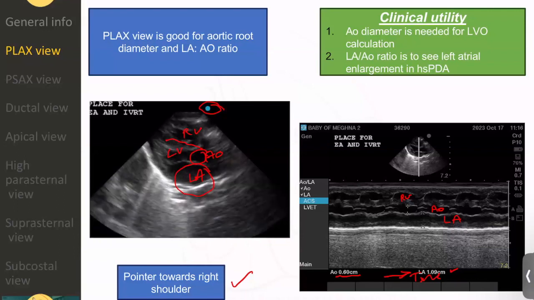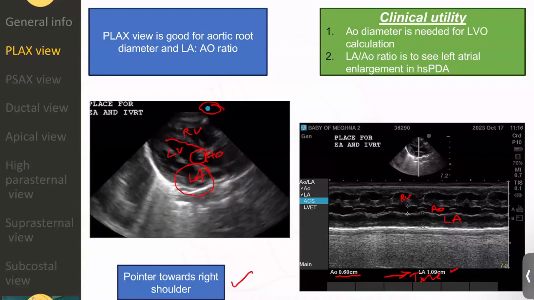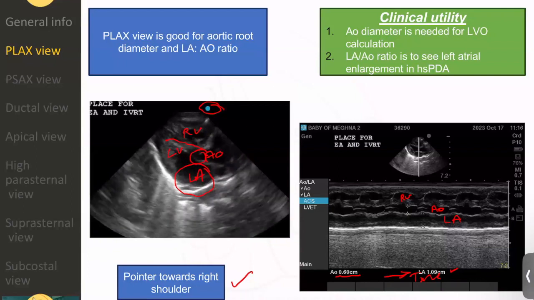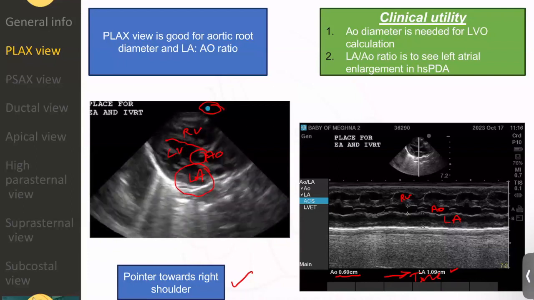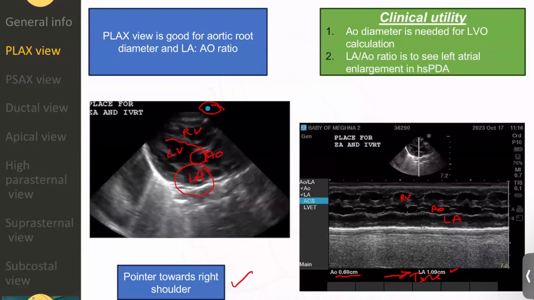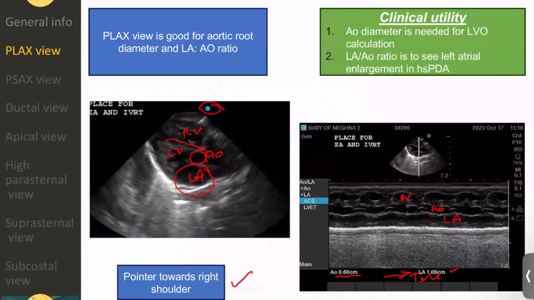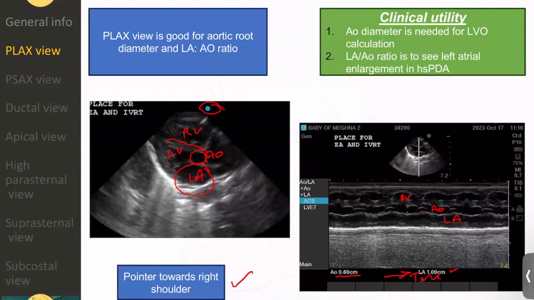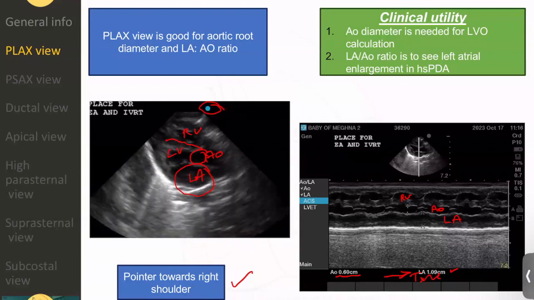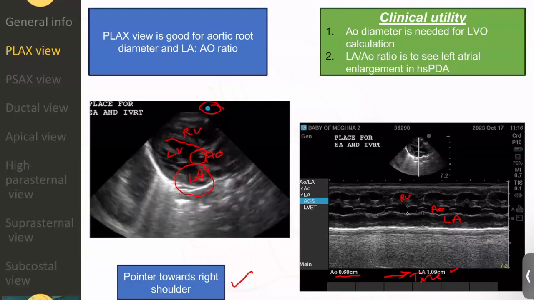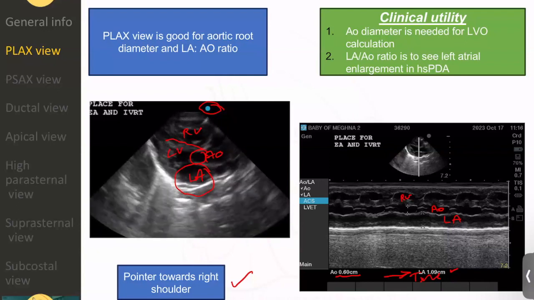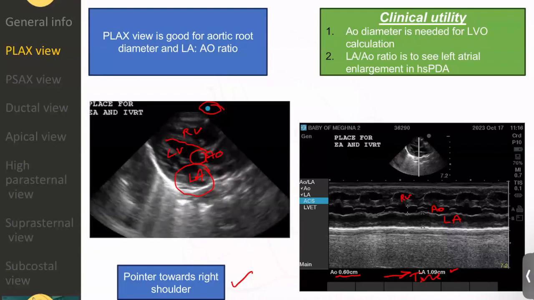And so one is this, we can see the ratio. Secondly, this is the best place where we can calculate the aortic root diameter. Remember the first principle talked by Dr. Murthy, that in the 2D mode or the B mode, which is the structural mode, the structure which is perpendicular to the beam of ultrasound will be visualized best. So here the aorta is perpendicular. So here we normally calculate the aortic diameter.